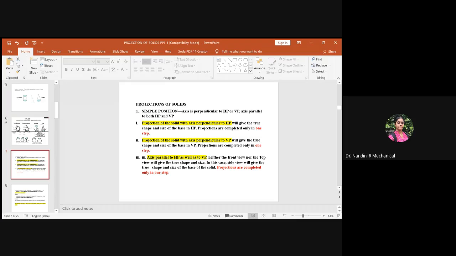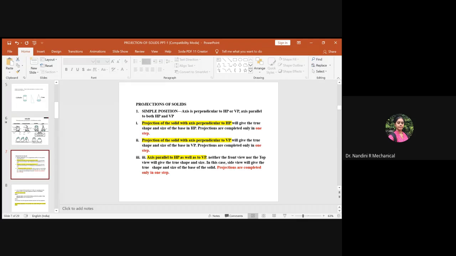One more thing I'll tell you. In your syllabus, you have all the problems related to axis perpendicular to HP. Related to VP, you don't have in the syllabus. But I'm telling you both the things. So when it is told the axis is perpendicular to HP, we always assume that the axis is parallel to VP. Similarly, if they tell you the axis is perpendicular to VP, you always have to assume that the axis is parallel to HP. So this is for simple position.